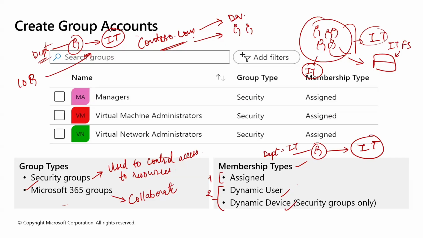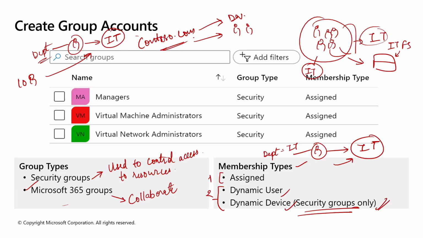Same thing we can do for devices as well. If a new device joins our organization, we can put it inside the IT group or some other group, but its membership will be based on device attributes, maybe the operating system or the device type. Let's say the operating system is Windows, so put it inside the IT group. If it's Linux, then put that device inside a marketing or sales group, something like that. So those are the two types of memberships, assigned and dynamic. In dynamic, you have dynamic user and dynamic device, and you can see that dynamic device is only supported in security groups.